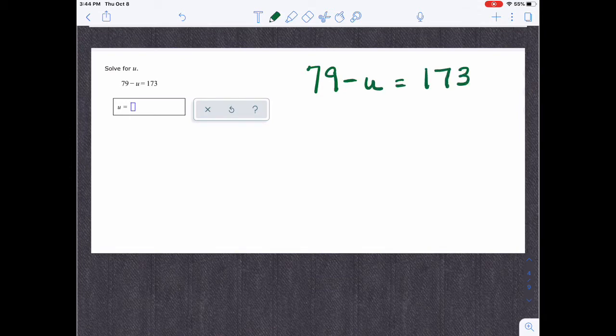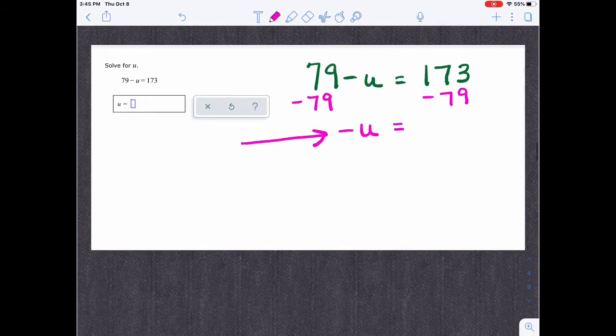All right, this is one that sometimes gets students messed up. Look at this minus u. That's weird, right? Watch what happens. If I'm solving this, I see this 79, and to get rid of the 79, I'm going to subtract 79. And that's fine, but it leaves behind a negative u. I am not going to want negative u for an answer.